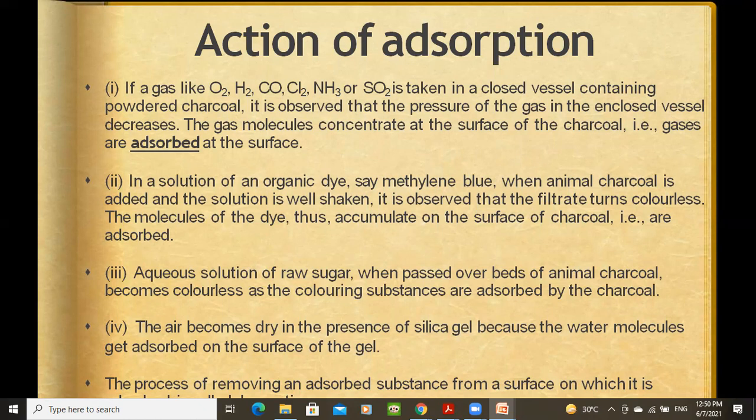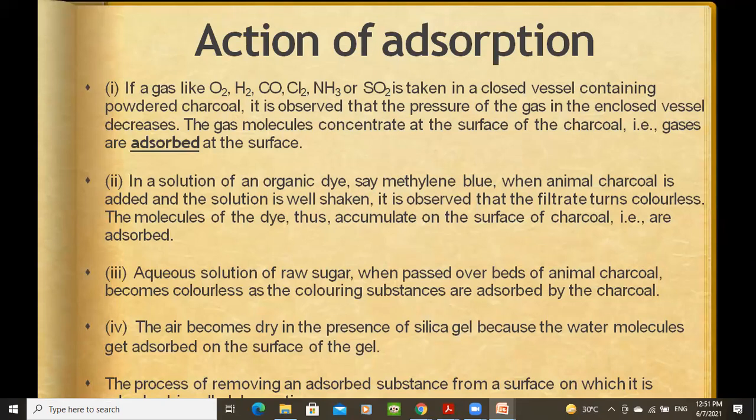The air becomes dry in the presence of silica gel because the water molecules get adsorbed on the surface of silica gel. In some reactions, we require dry gas. If I want to perform a reaction in the absence of water molecules, then I have to enclose the system, and to remove the water molecules from the gas, I use silica gel. I just put silica gel in the chamber and it adsorbs the water from the gas. So air becomes dry in the presence of silica gel because the water molecules adsorb over the surface of that gel.